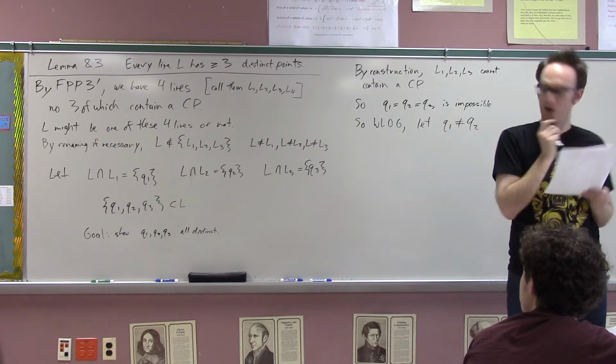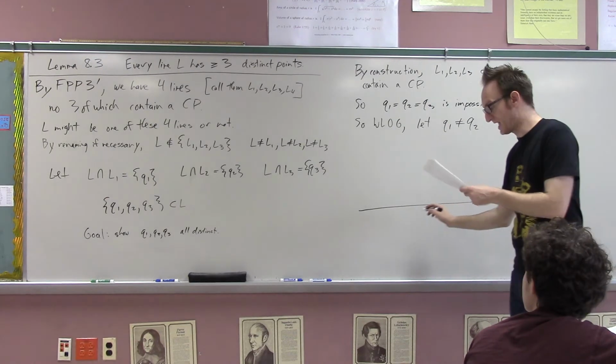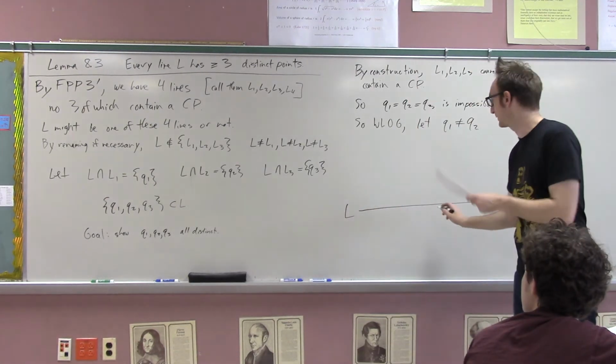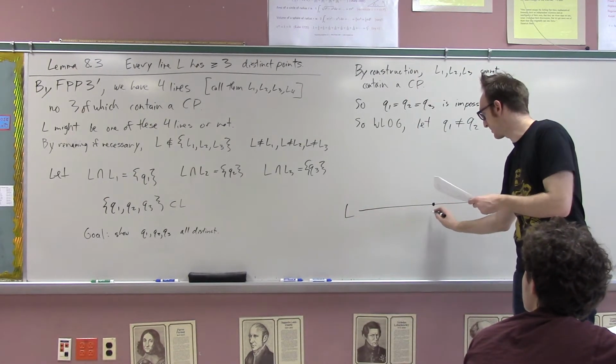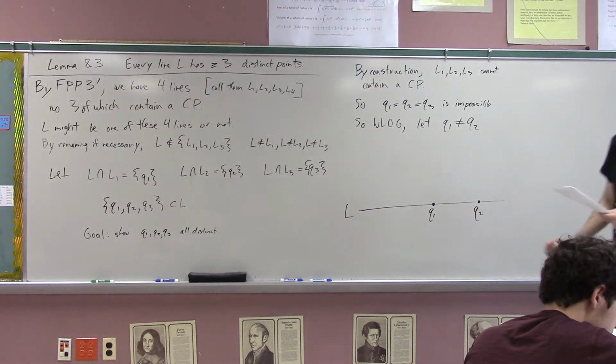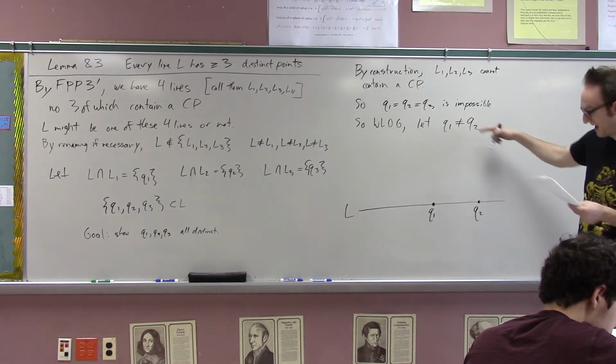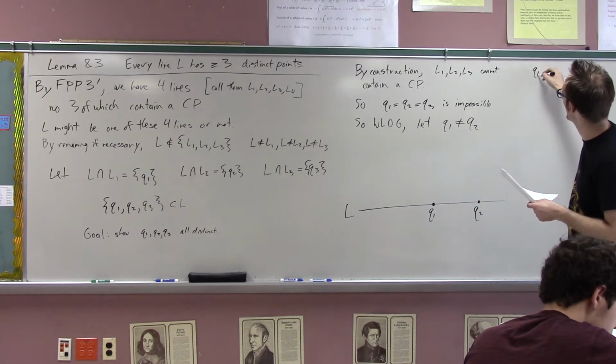Okay, so we have a line L. What does this line L look like? There's a point Q1 and there's a point Q2 on it. That's what I know for sure. And I know that Q1 and Q2 are distinct. And I have all of these facts. Let's list all my facts.